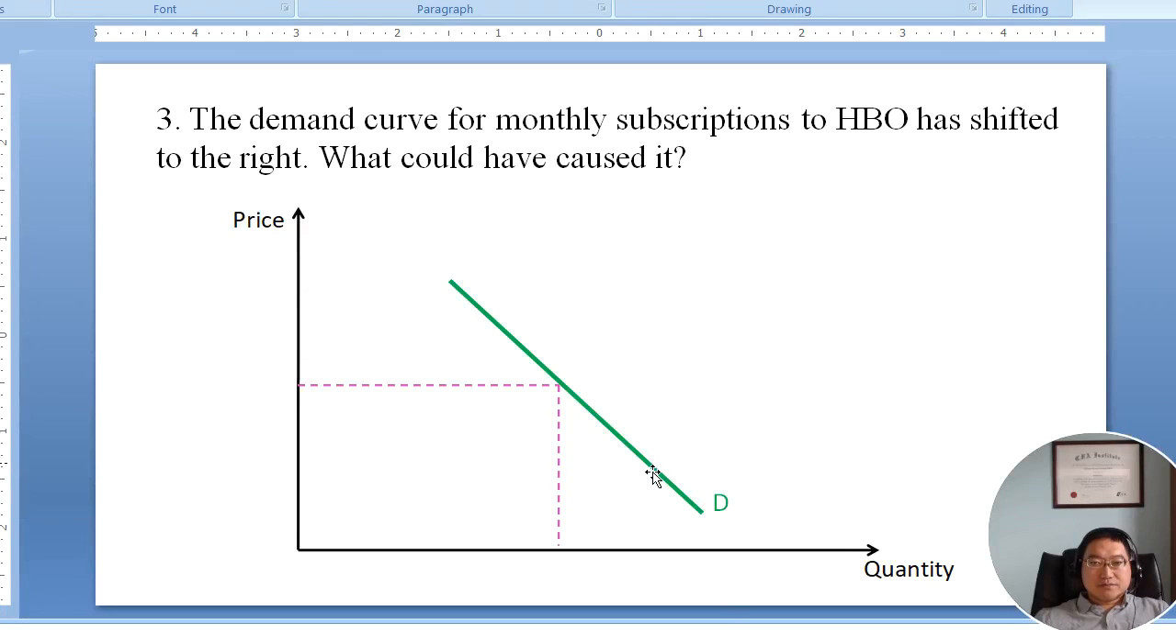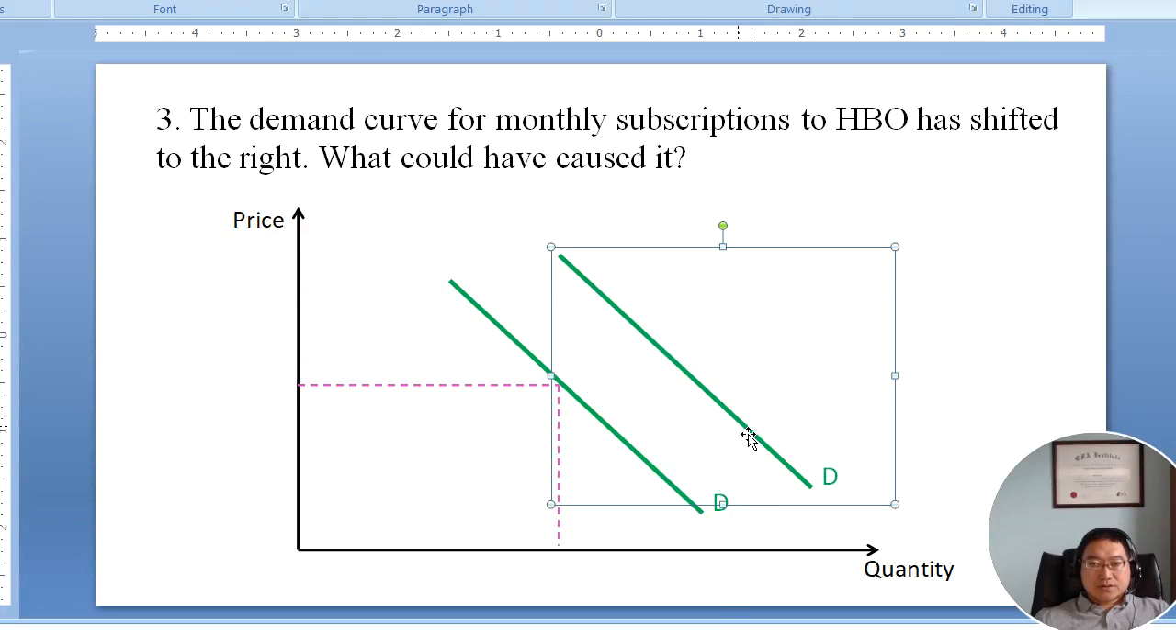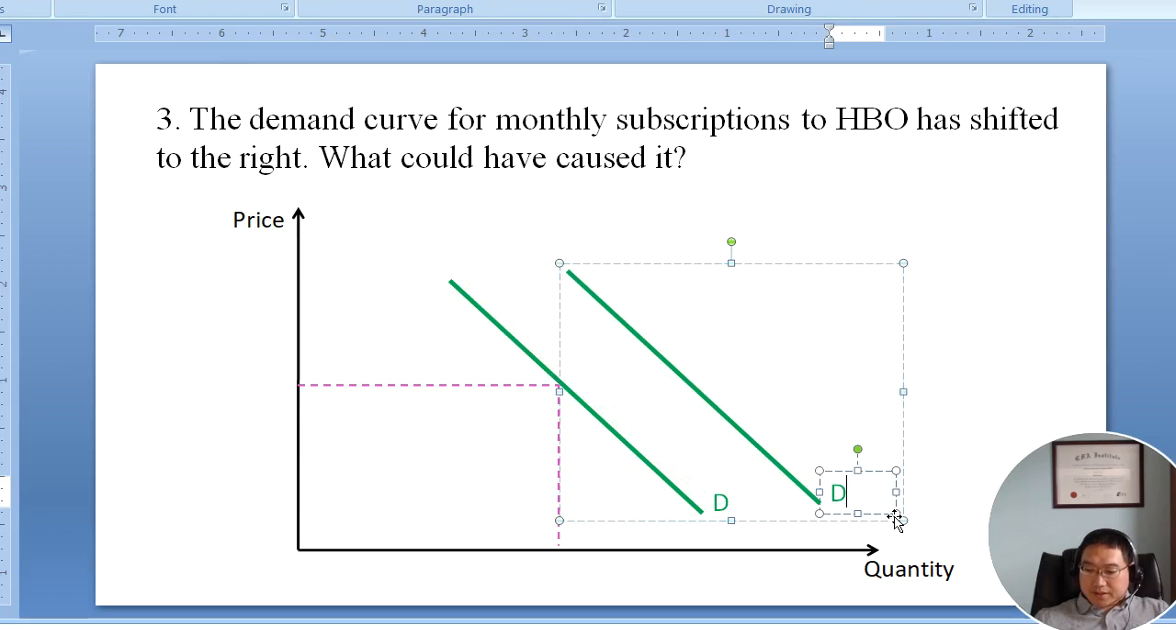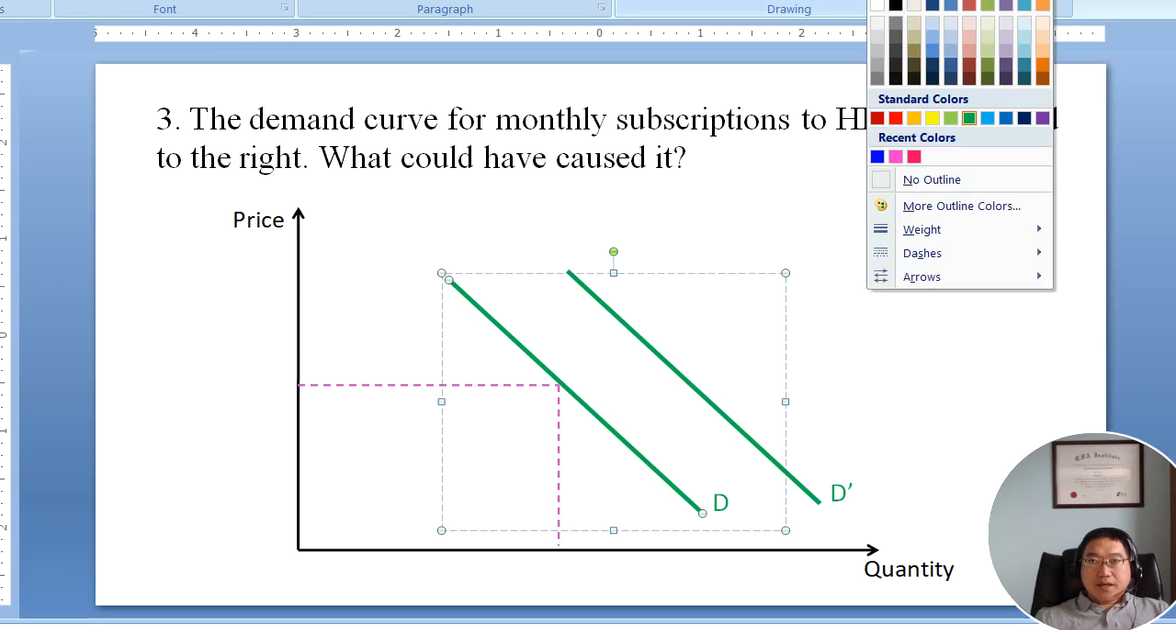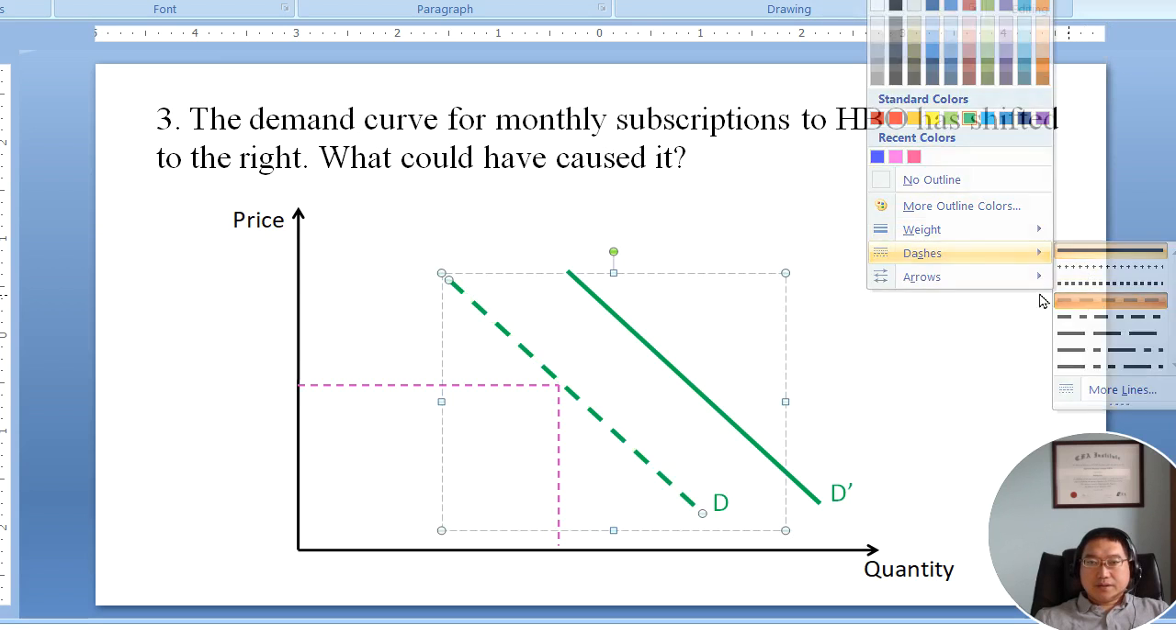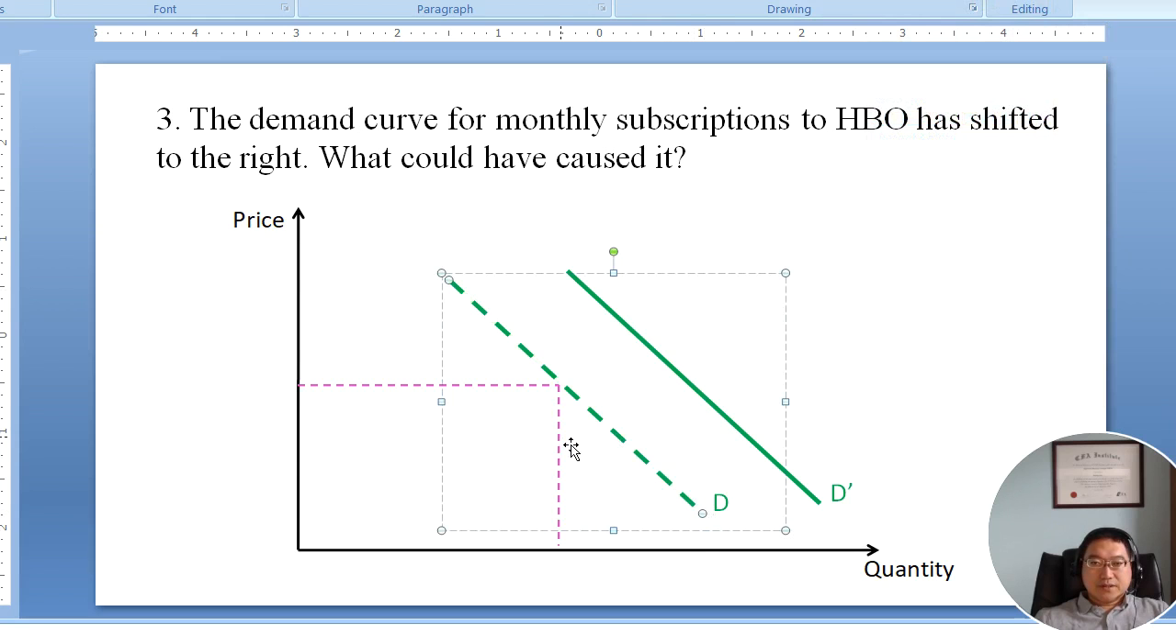Now let's look at this one. If you have a different demand curve, shift the whole thing, shift to the right. It goes like from this place to the right, and I can make it D prime, meaning it's the new location, and this is the old location, right? So what can happen is, for a given price, the quantity demanded goes up.